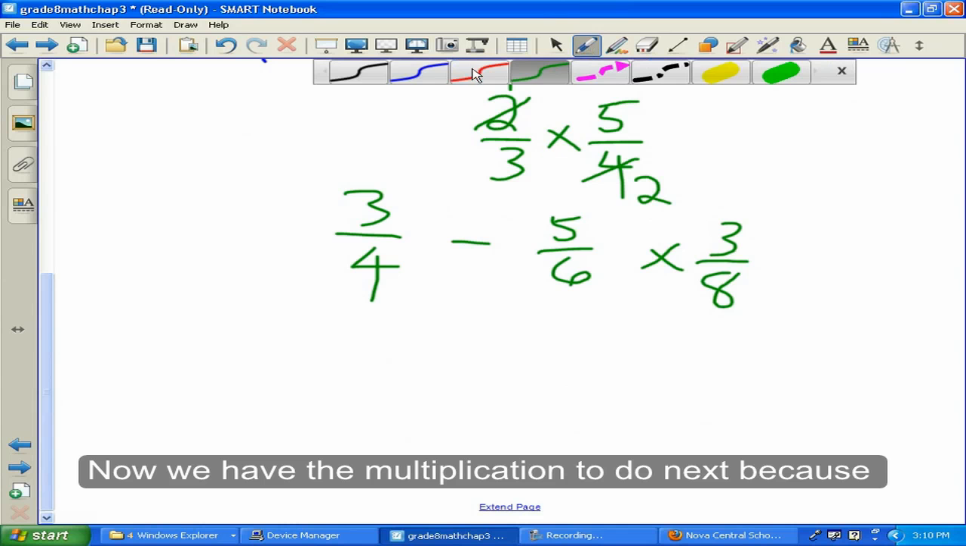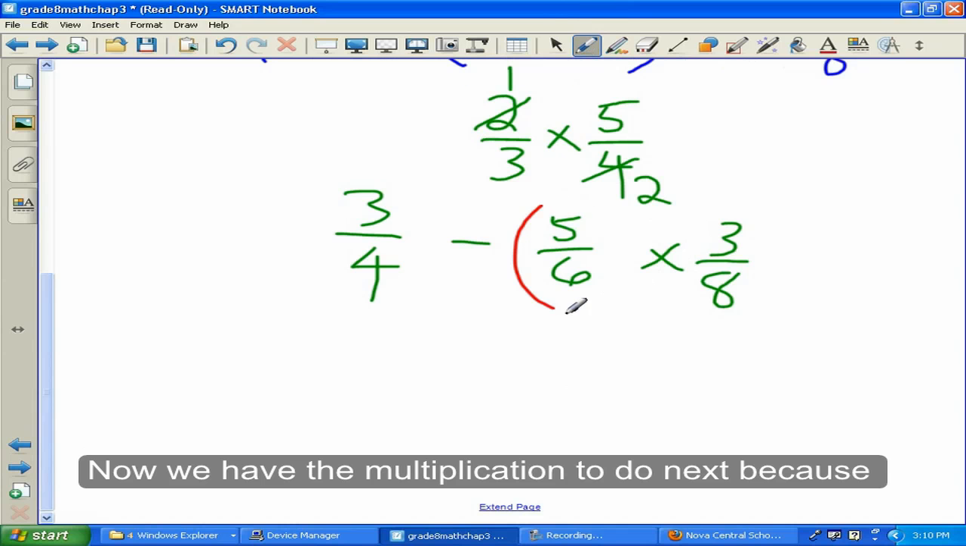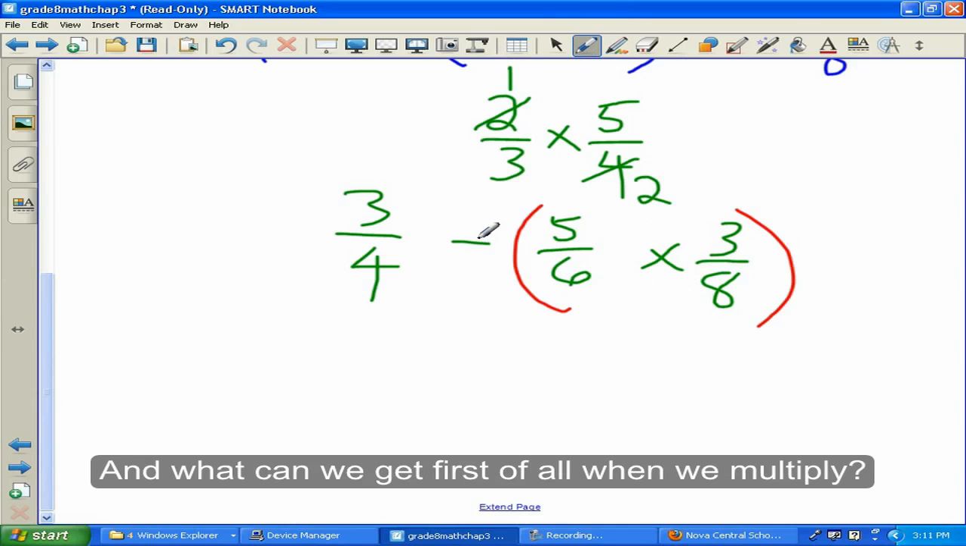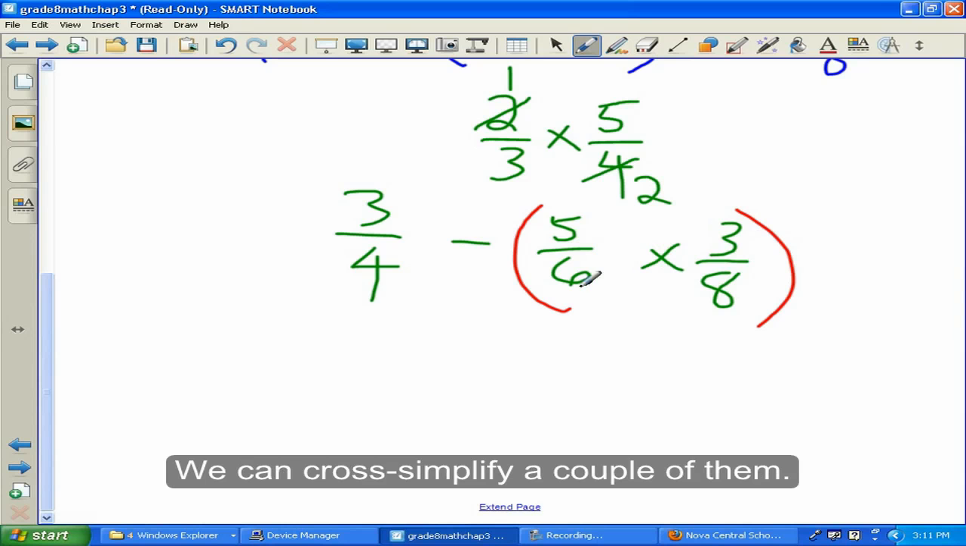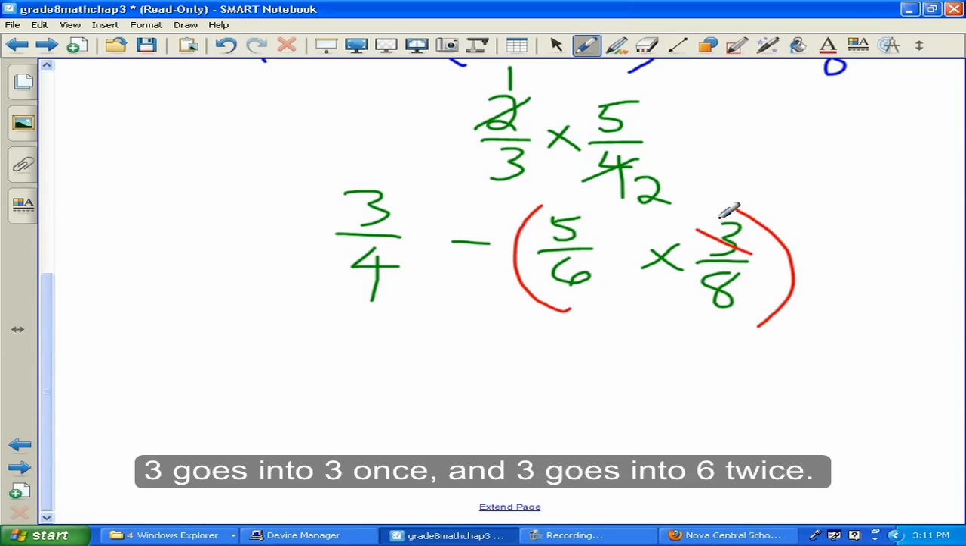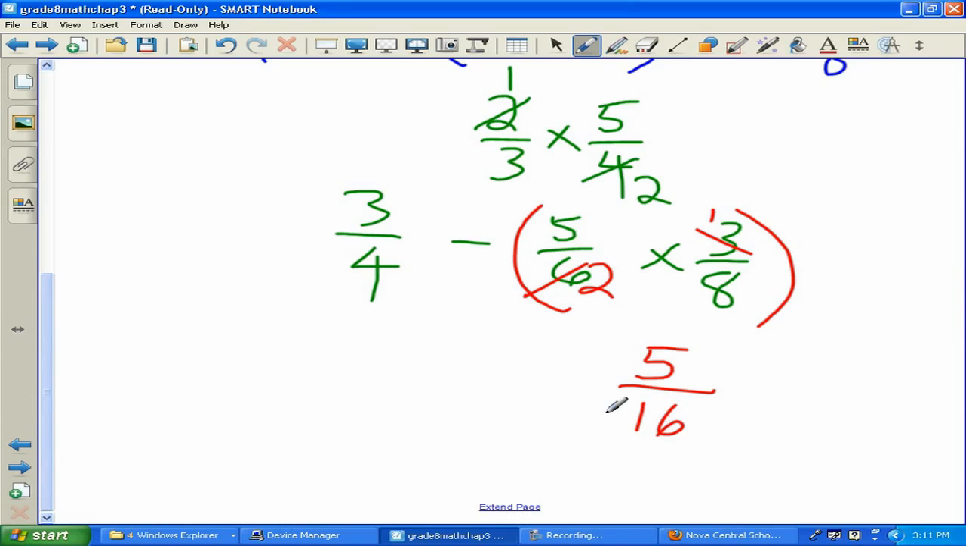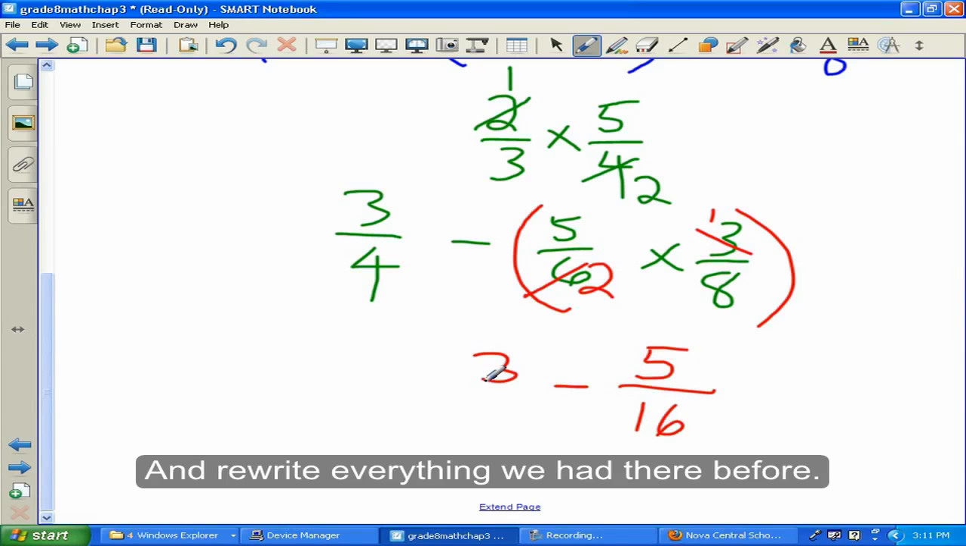Now we have the multiplication to do next, because multiplication comes before subtraction. And what can we get first of all when we multiply? We can cross simplify a couple of them. 3 goes into 3 once, and 3 goes into 6 twice. So 1 times 5 on the top is 5, and 2 times 8 on the bottom is 16, and rewrite everything we had there before.